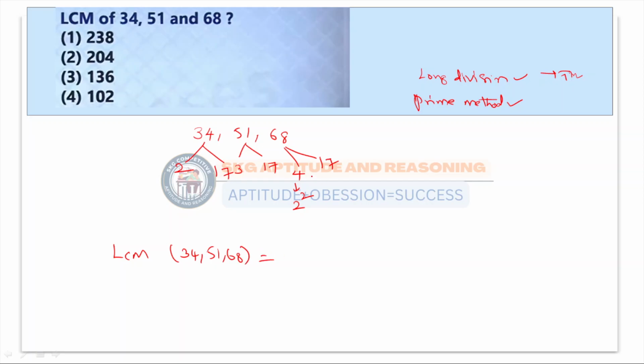Now I need to find the LCM of 34, 51, 68. Among these numbers, take the highest power of each factor. The highest power of 2 is 2 square. Only one 3 was present, so take 3. And 17 only once. So 4 into 3 into 17 equals 204. So the LCM for 34, 51 and 68 will be 204, presented in option B here. Let us go for the next question here.